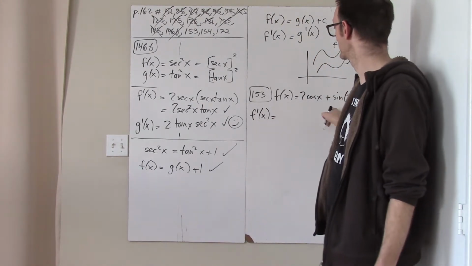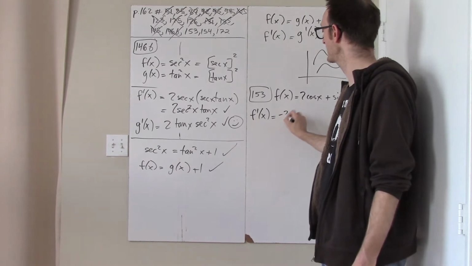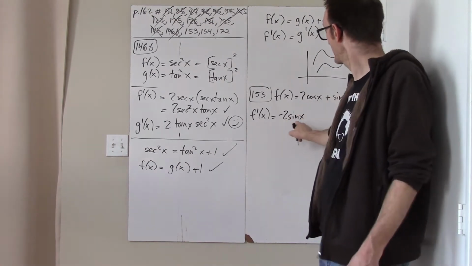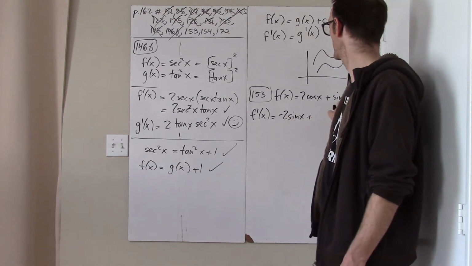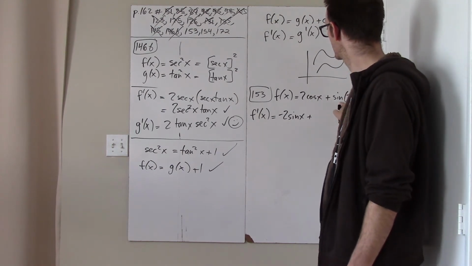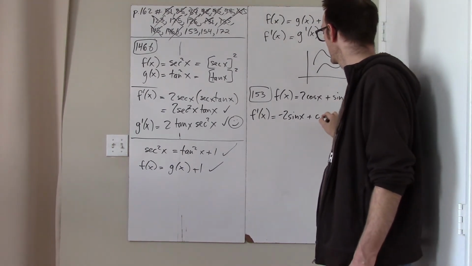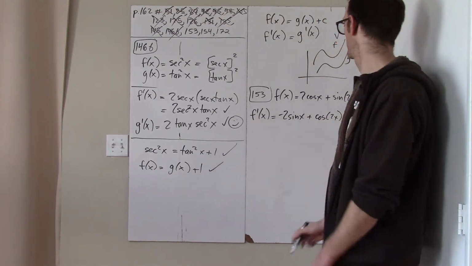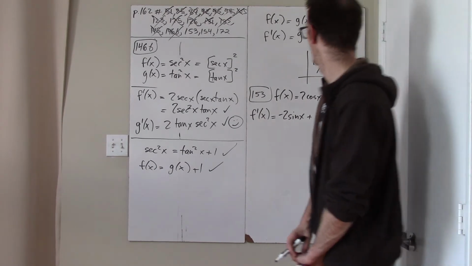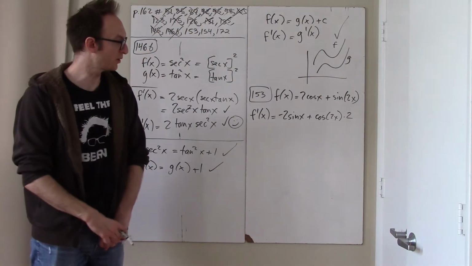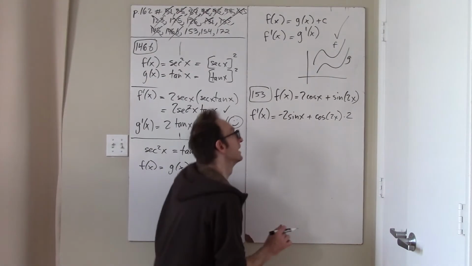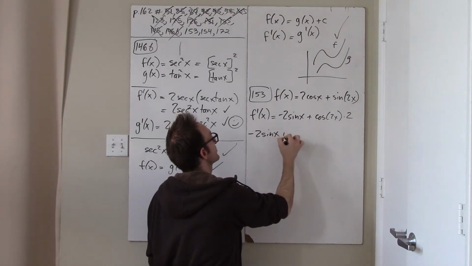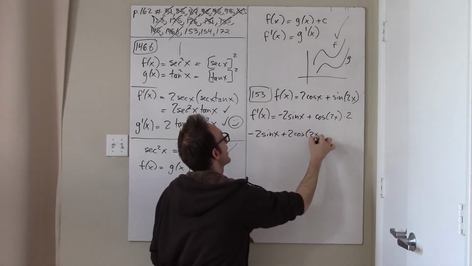What is the derivative of this function? Well, the derivative of cosine is negative sine. So that's negative 2 sine x. And the derivative of sine 2x, the derivative of sine of something is cosine of that something, times the derivative of 2x, which is 2. Okay, and so immediately I want to know when this is 0, and so I now need to solve the equation 2 sine x plus 2 cosine 2x equals 0.